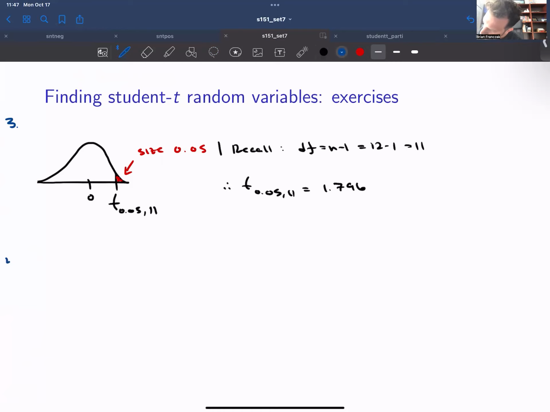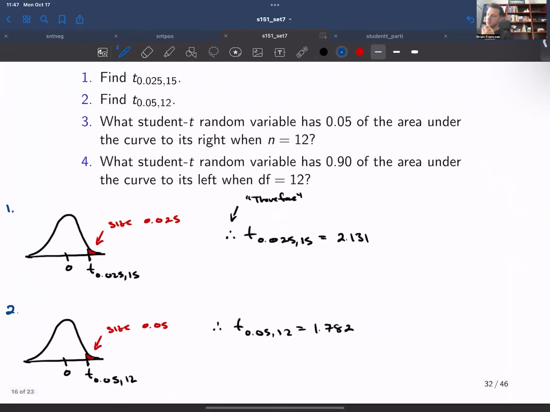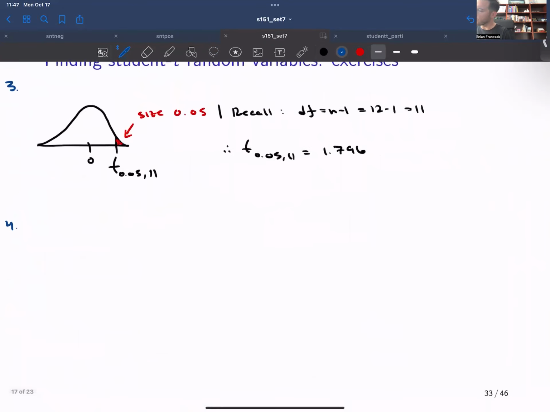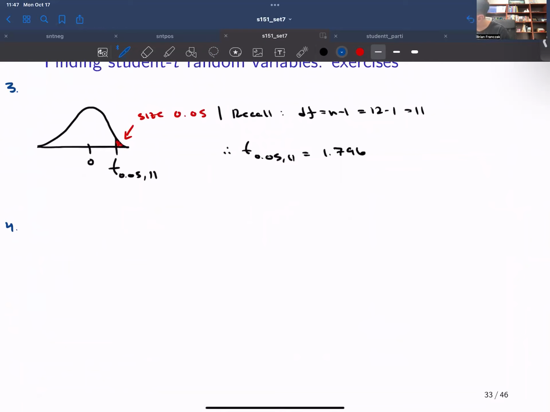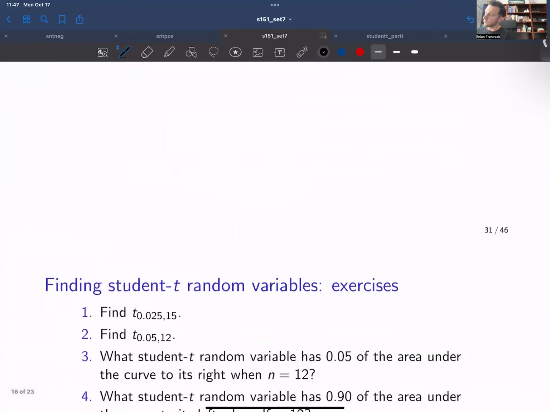All right, and then in the last illustration, it says, what student t random variable has 0.9 of the area under the curve to its left when the degree of freedom is 12? So we start by sketching out the curve. This is 0. So here's our t value. What the problem is saying to us is that to the left of the t value is 0.9, which means that to the right of the t value, we have a size 0.1. So this is a t on 0.10, and they told us in the problem the degree of freedom is 12.